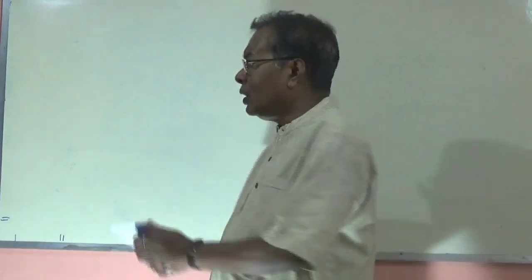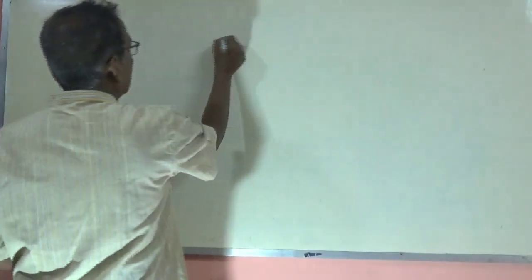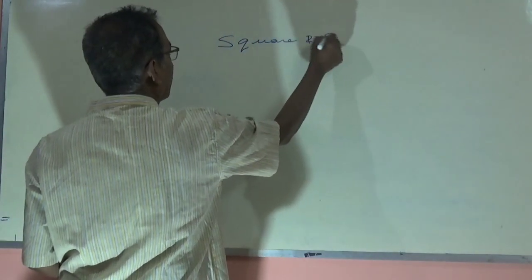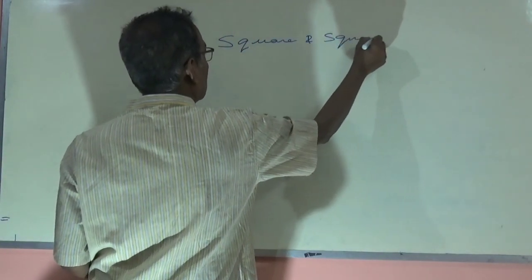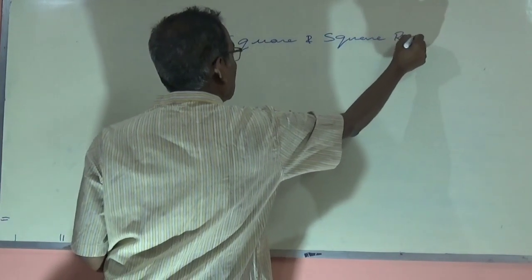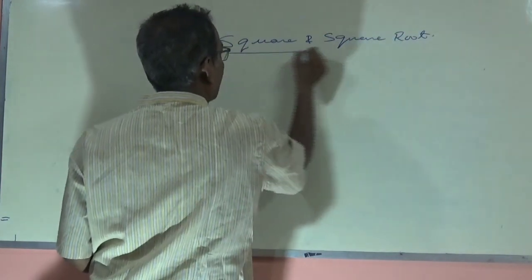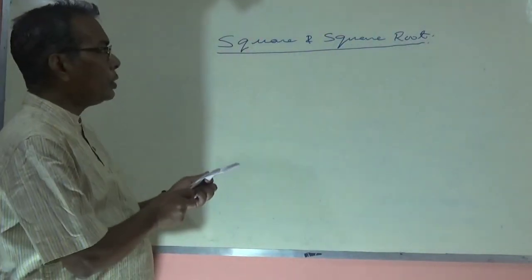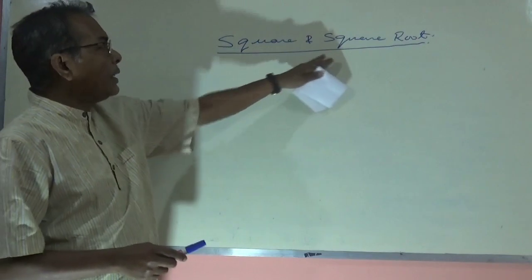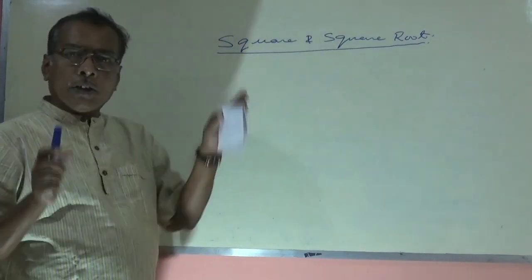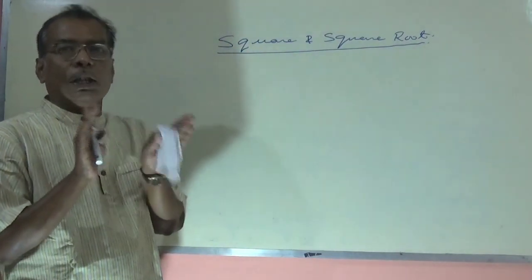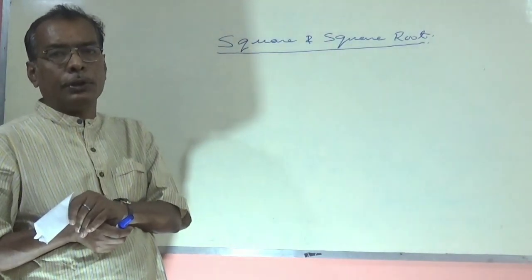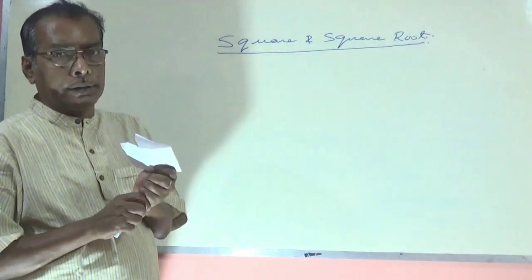By the way, now it is square and square root. This square and square root, the name says that this basically consists of two lessons. One is square, the other is square root. First of all, let us think about the square.